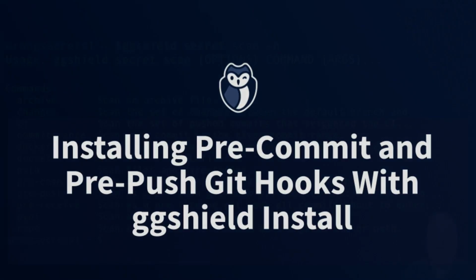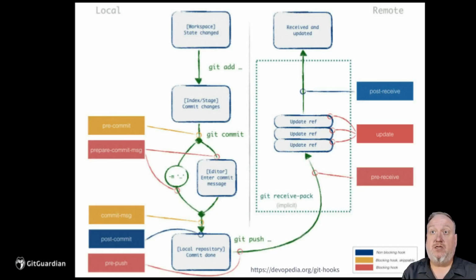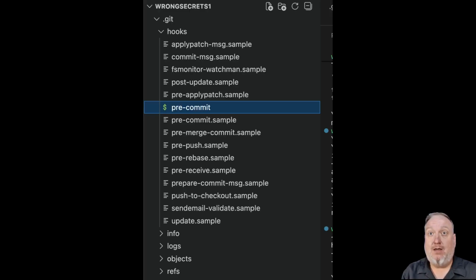Git hooks are the automation mechanism built into Git. When a certain event happens, such as a commit or a push, Git will check to see if certain files exist within the .git/hooks folder. For example, if there's a file exactly named pre-commit, Git will attempt to execute any commands scripted in that file right before a commit happens.